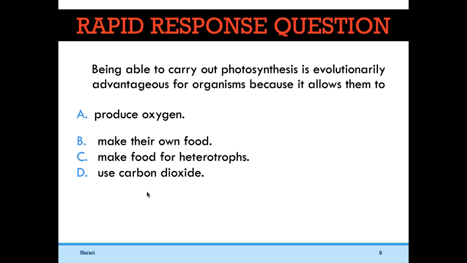So a good strategy with multiple choice is to think about the answer first before looking at the choices. So photosynthesis is advantageous because B, they can make their own food. Yes, it's true they produce oxygen. Yes, it's true that they make food for heterotrophs. Yes, it's true that they use carbon dioxide. But photosynthesis is evolutionarily advantageous because organisms can produce their own food. So B is the best answer.